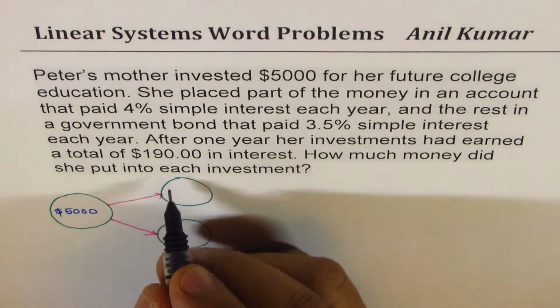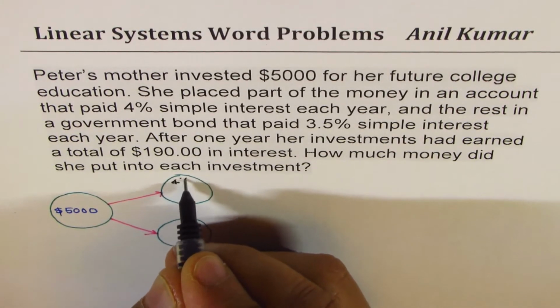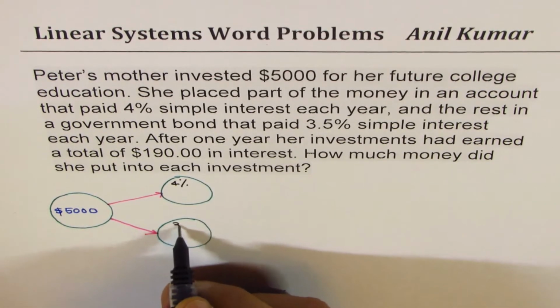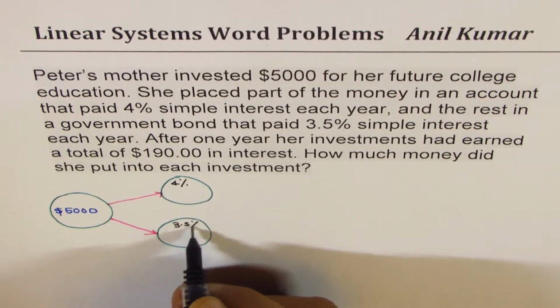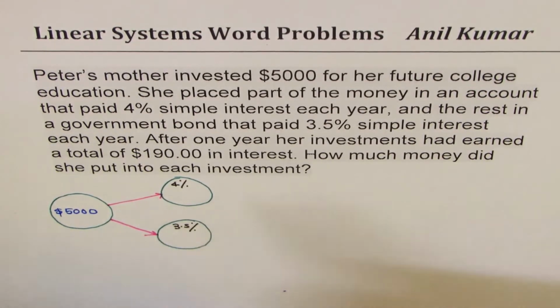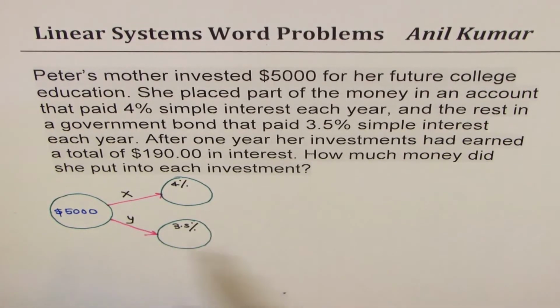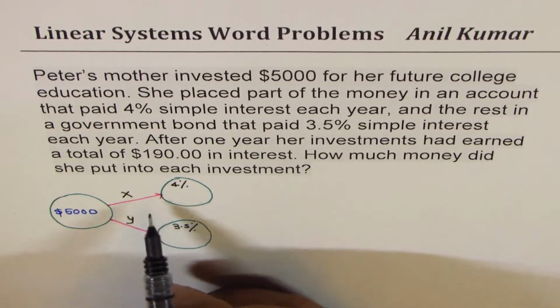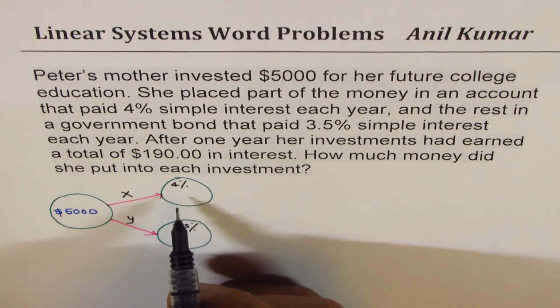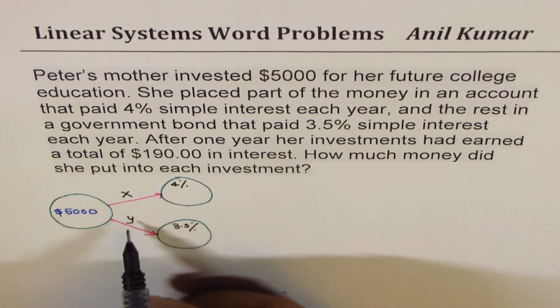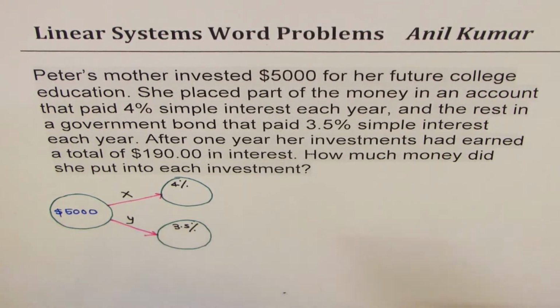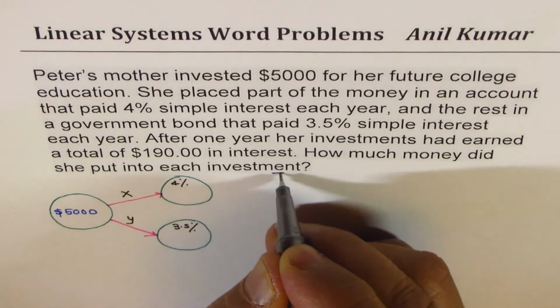So let's say the interest is 4% and the other is 3.5%. So that could be X and this could be Y. Now, we don't know exactly how much each is, but that's what we need to figure out. However, what we know here is the total interest.